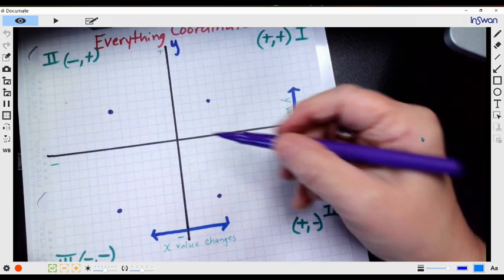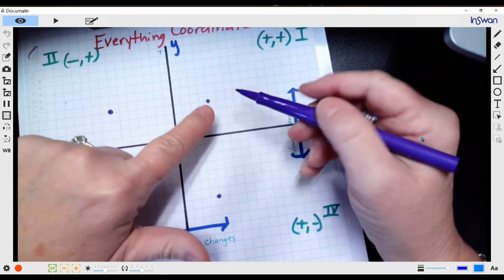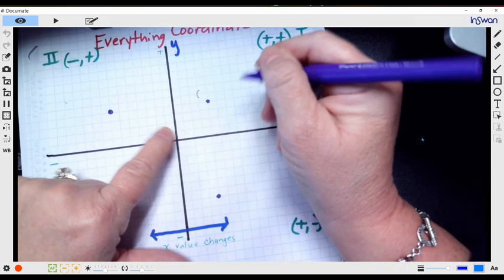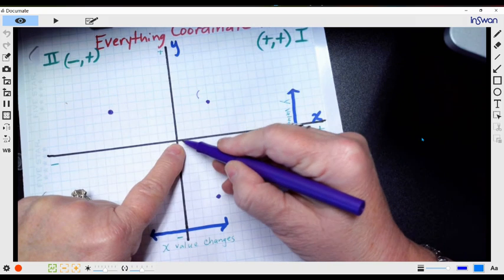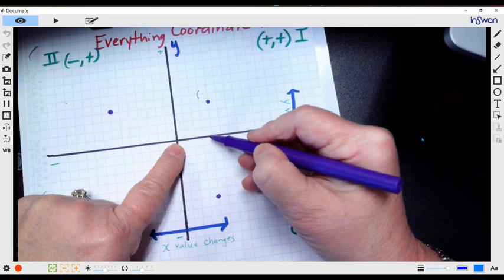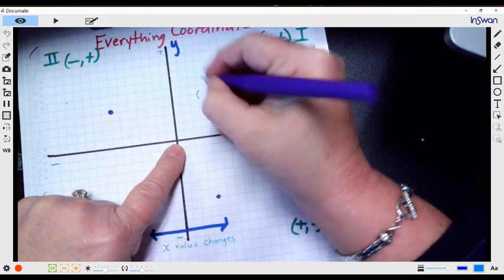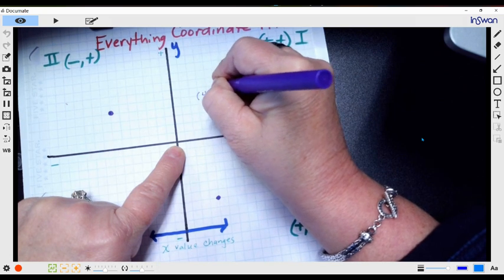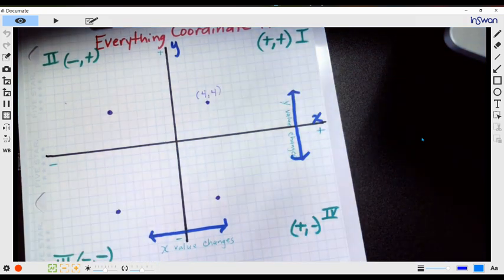what each one is. Now, for example, in this quadrant 1, I know it's going to be positive, but I'm going to label this coordinate: the x is going to be 1, 2, 3, 4. The y is going to be 1, 2, 3, 4. So this coordinate is 4 for x and 4 for y, both positive coordinates.